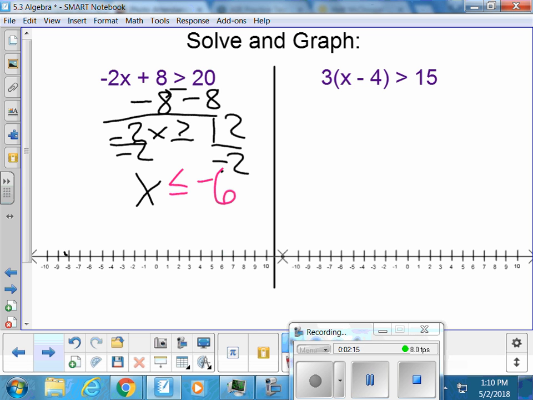Okay, so then you gotta find your negative 6, which is right here, and it's closed in because it's equal to. And then a teacher once taught me that this can be an arrow, so that's kind of what I go with. And yeah, it goes on this side.